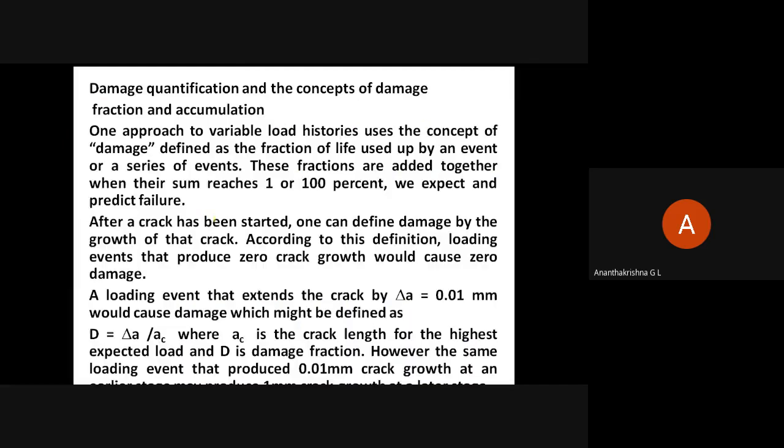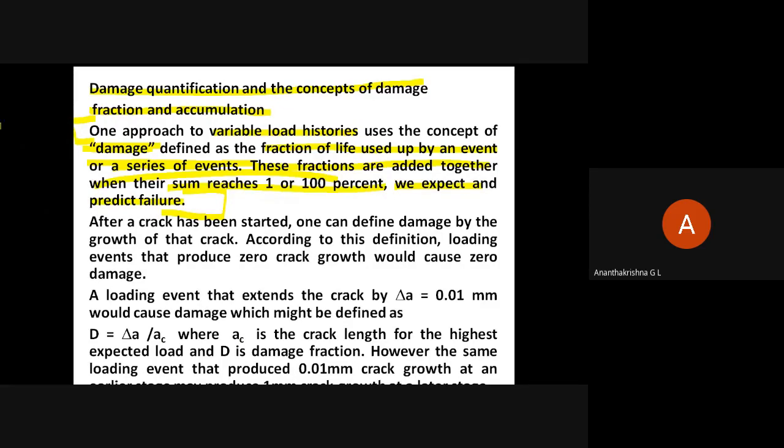Now coming to damage quantification and concepts of damage: fraction and accumulation. One approach to variable load history uses the concept of damage. Damage is defined as the fraction of life used by an event or a series of events. These fractions are added, and when their sum reaches 1 or 100%, we expect and predict failure.